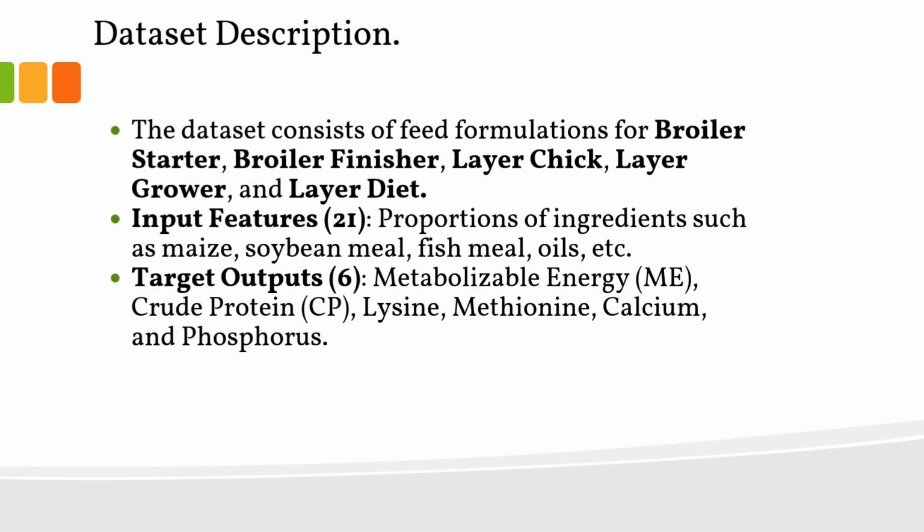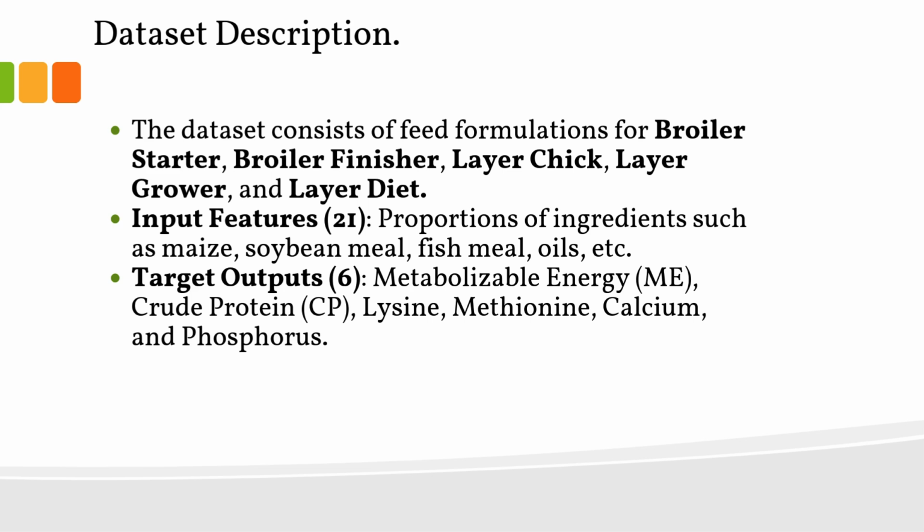The dataset description. The dataset consists mainly of feed formulations in various categories: broiler starter, broiler finisher, and layer chicks. These are different poultry stages. The datasets can be broken down into various classes, developing models for each of the datasets. The input features are the proportions of ingredients such as maize, soya beans, and fish meal, based on the metrics you're using to blend and mix them.